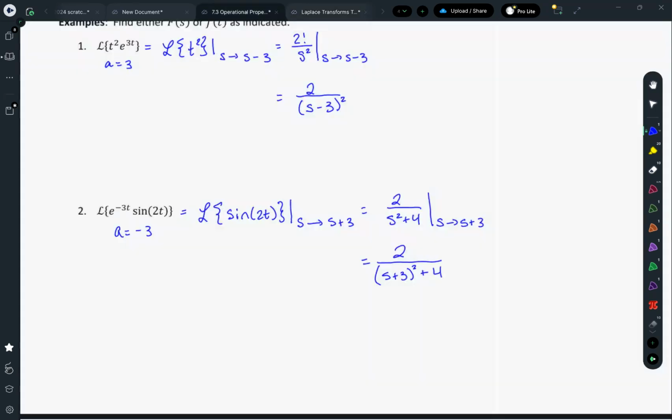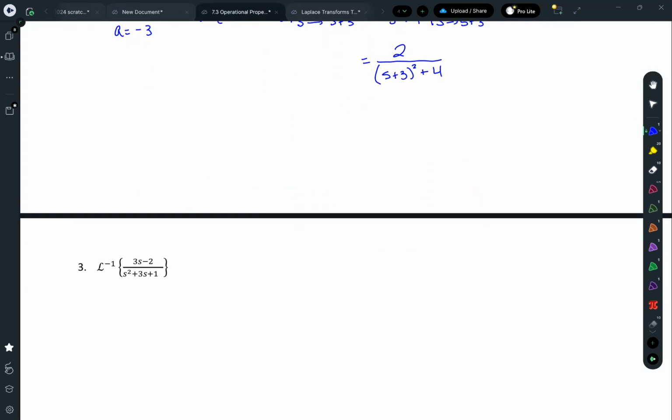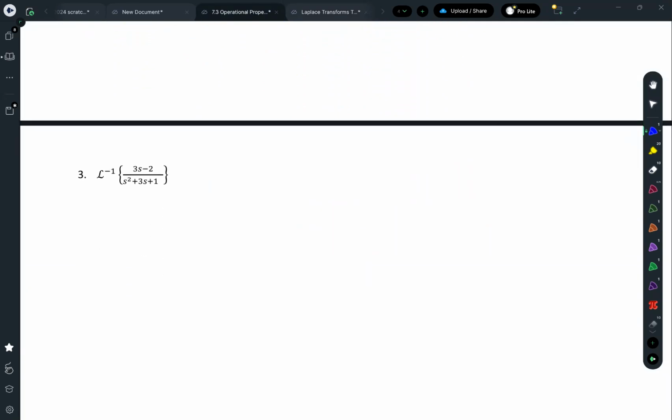And then in the next page, we're going to look at some Laplace inverse problems. I really focus on one. It's a bit long. So in this problem, we're taking Laplace inverse of 3s minus 2 all over s squared plus 3s plus 1.